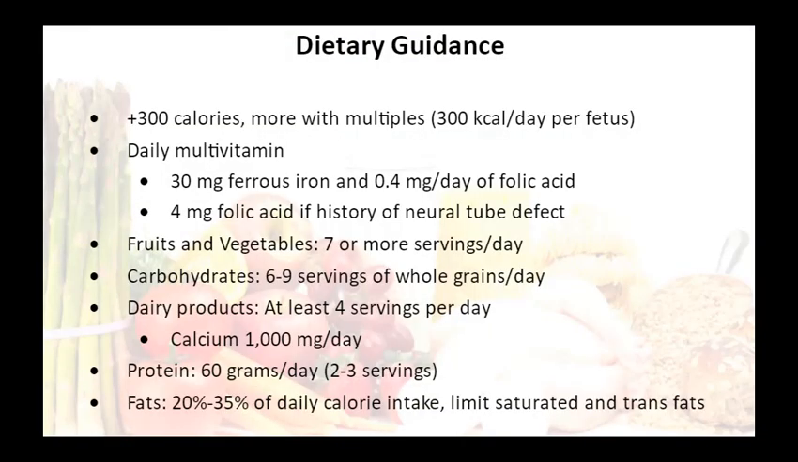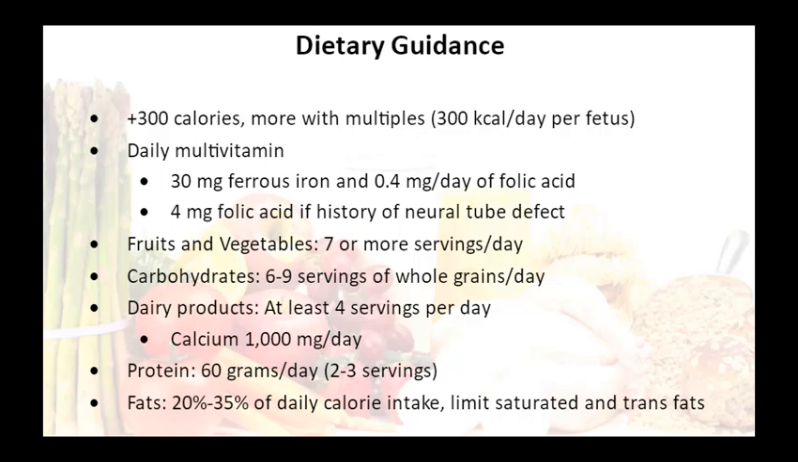Dietary recommendations for pregnancy include the following. An additional 300 calories over a woman's current intake is usually recommended for pregnant women with normal pre-pregnancy body mass index, and more for women with a multiple gestation. Women should take a daily multivitamin with at least 30 milligrams ferrous iron and 0.4 milligrams of folic acid.